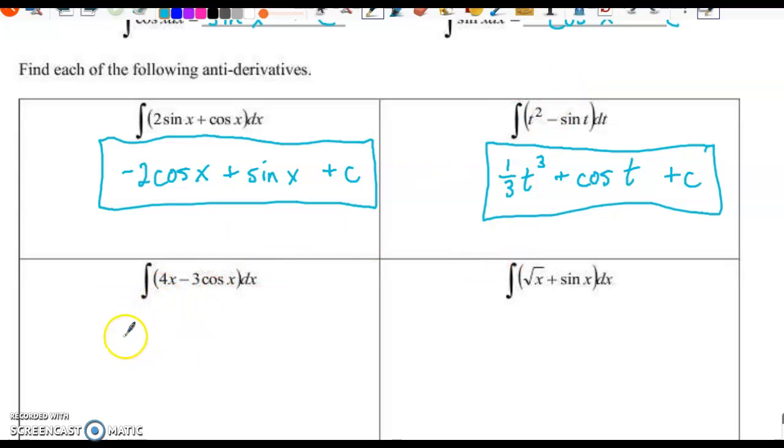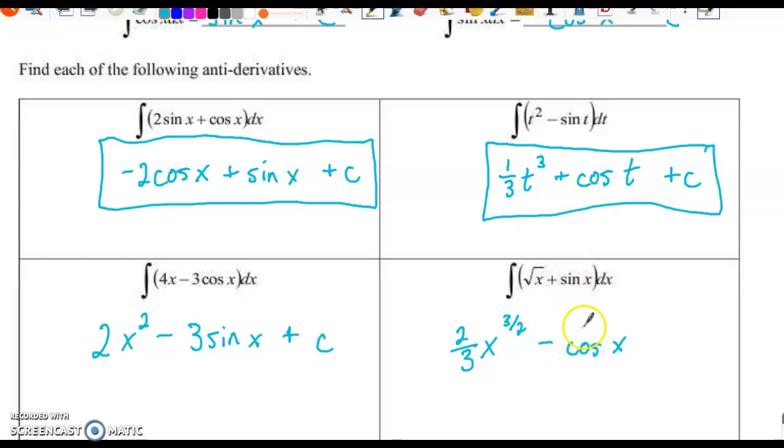Same thing with this. I'm just doing the math in my head. Add 1 to your exponent, divide by your new exponent. 4 divided by 2 is 2. And I'm thinking about how the derivative of sine gives me cosine. So if it's -3 sine, the derivative of that is -3 cosine. And then plus c. And then over here, again, I'm just thinking about this in my head, that this is x to the 1/2. As I add 1 to 1/2, I get 3/2. Instead of dividing by that, I'm going to multiply by the reciprocal. And I'm thinking about how the derivative of cosine gives me negative sine, so this needs to be negative cosine.